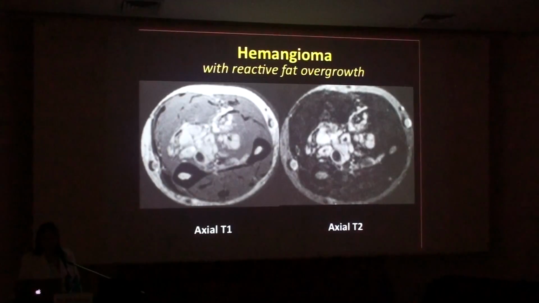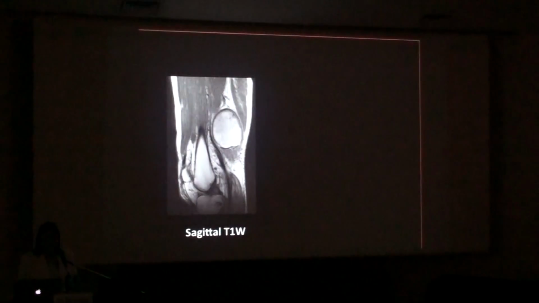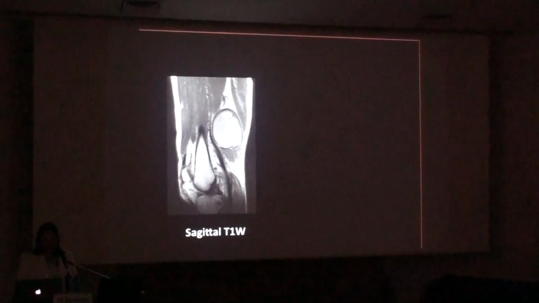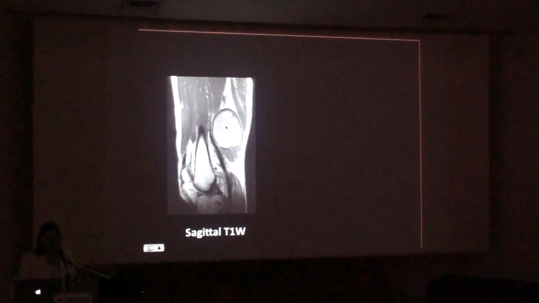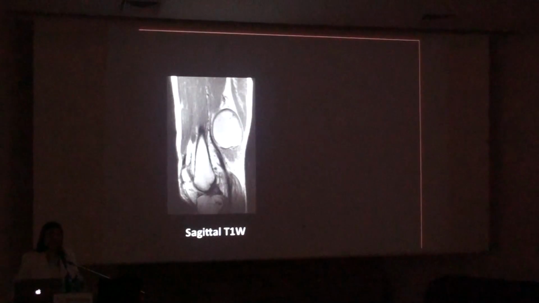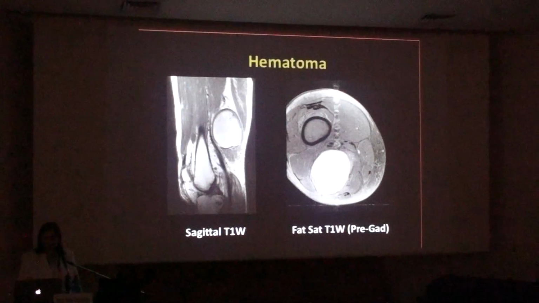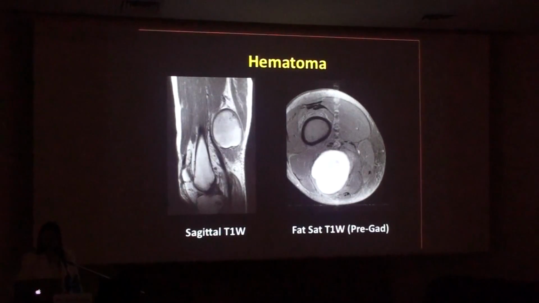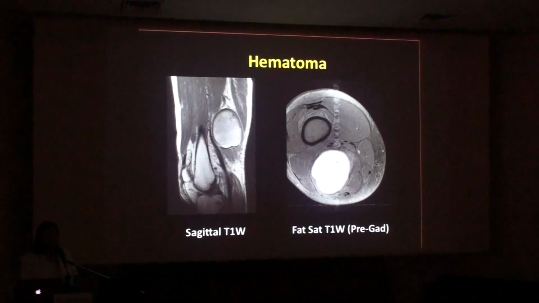So another kind of lesion that can be high on T1 weighted images. Here's a sagittal T1 weighted image through the thigh and knee. Here is this high signal mass, hyperintense in relation to muscle. So is this fat or is this not? How are we going to decide? We add a fat saturation pulse, and the lesion remains bright. And in this case, it's a hematoma.